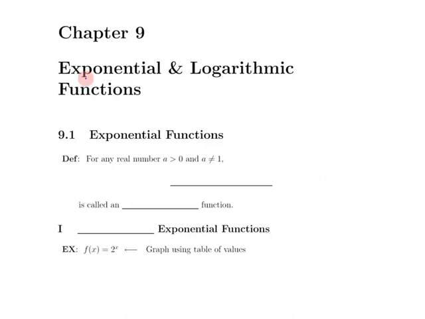In section 9.1, we start with a definition. We're going to consider that for any real number a, where that real number is positive and not equal to 1, f of x equals a raised to the x is called an exponential function. So a is going to be a number in each problem, and we're always going to consider exponential functions that have a positive base and a non-1 base.